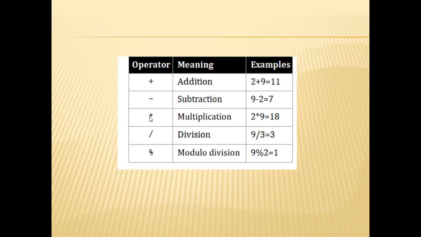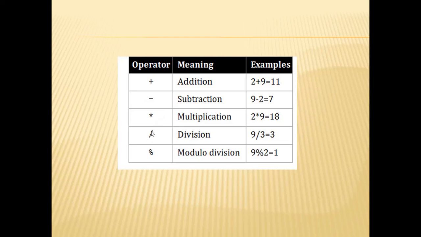The next operator is asterisk. This is called the multiplication operator. Here we are performing the multiplication operation on two operands, 2 and 9. The result is 18. So this is the multiplication operator.